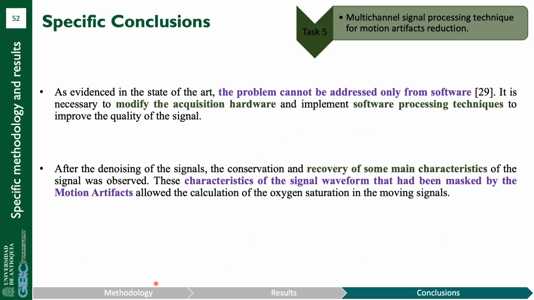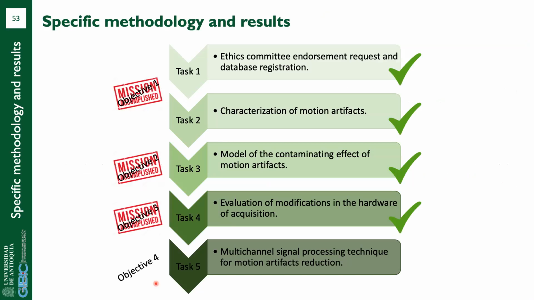As a conclusion of this part, we can say that, as evidenced in the state of the art, the problem cannot be addressed only from a software approximation. It is necessary to modify the acquisition hardware and implement software processing techniques to improve the quality of the signal. After the denoising of the signal, the conservation and recovery of some main characteristics of the signals was observed. These characteristics of the signal waveform that had been masked by the motion artifacts allow us to calculate the oxygen saturation and the non-invasive blood pressure measurements. With this, we accomplished task number 5 and objective number 4 of this thesis.